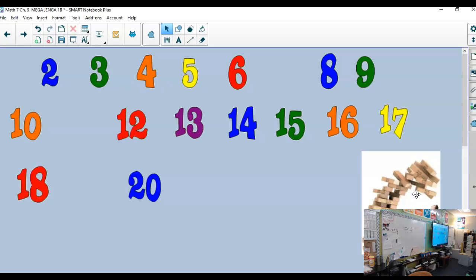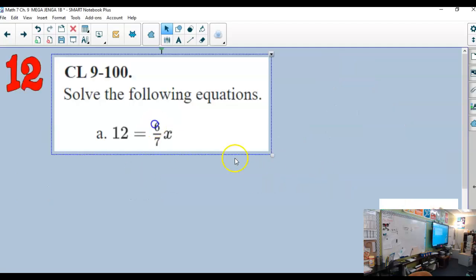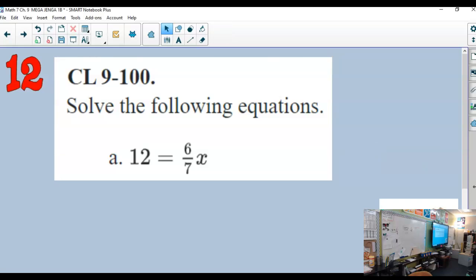And Chase, pick our number. 12. Solve for X. There is a one-step method for doing this. So we remember how we can get rid of fractions, or really turn it into 1.